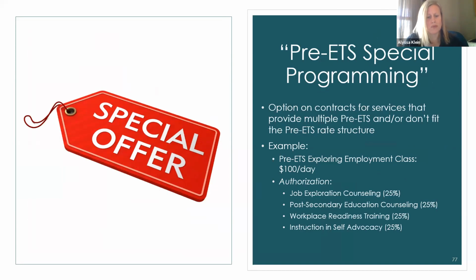So here's an example from one provider contract. The provider offers a Pre-ETS exploration or exploring employment class, which is authorized at $100 a day. The contract indicates that the authorization should be divided evenly between 4 of the Pre-ETS services, and those 4 are listed here. So that's how it would look on the contract if there is Pre-ETS special programming as a part of that contract.